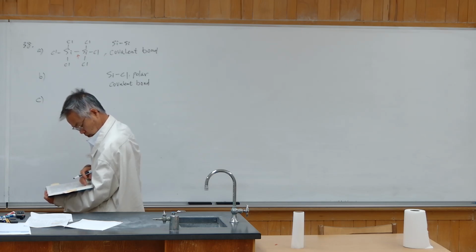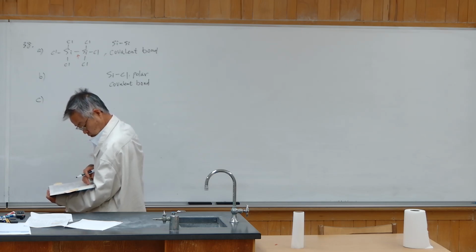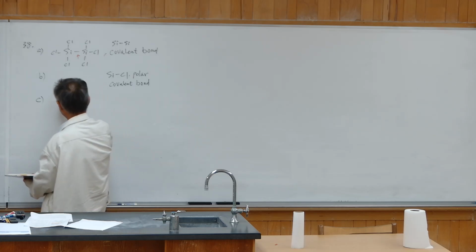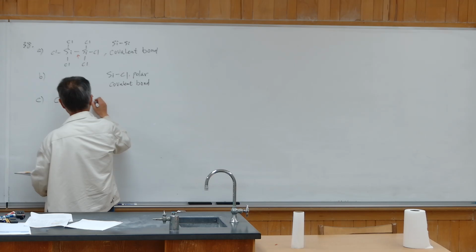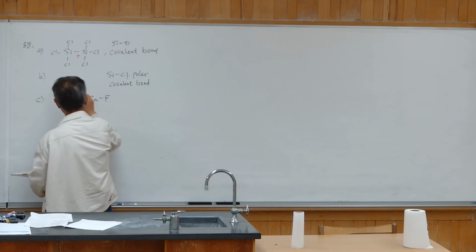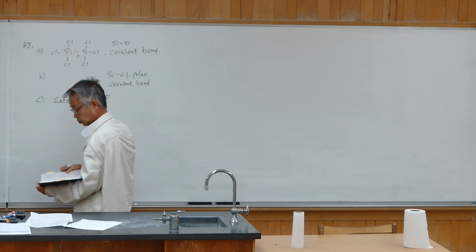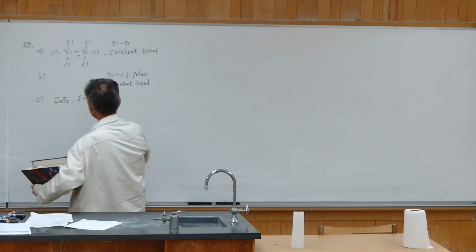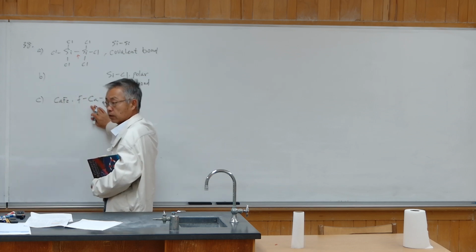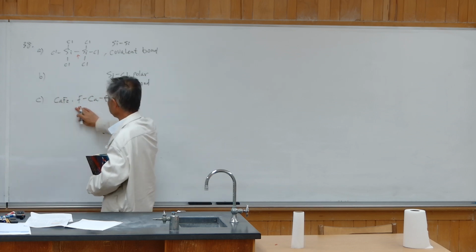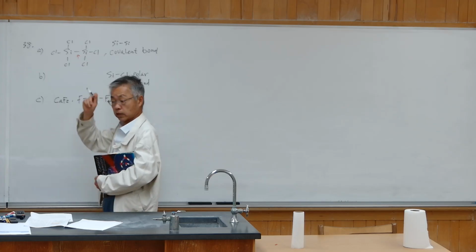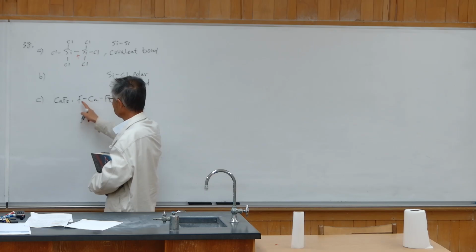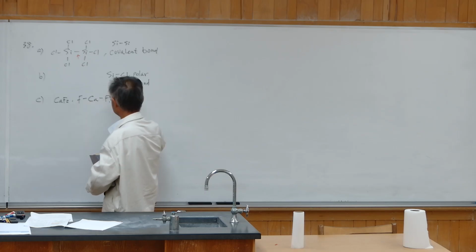The calcium-fluoride bond in calcium fluoride. So this is calcium fluoride, right? So this bond: calcium, group 2A, is a very active metal, and fluoride is a very active non-metal. So they are far away on the periodic table. An active metal bonded with an active non-metal is an ionic bond.